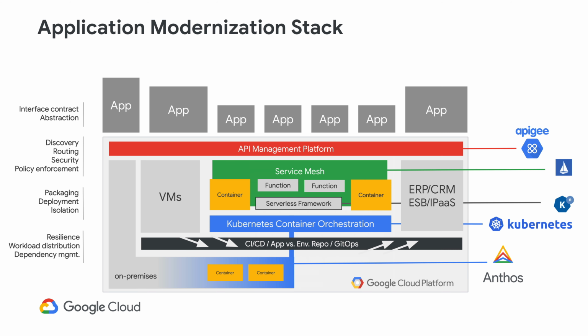This is a picture of what an architecture might look like. A lot of folks have things in all kinds of different places. They might be in VMs, might be running on premises, might be running in the cloud, might have some serverless in there. They're moving towards a service mesh. All of these things have to be managed.